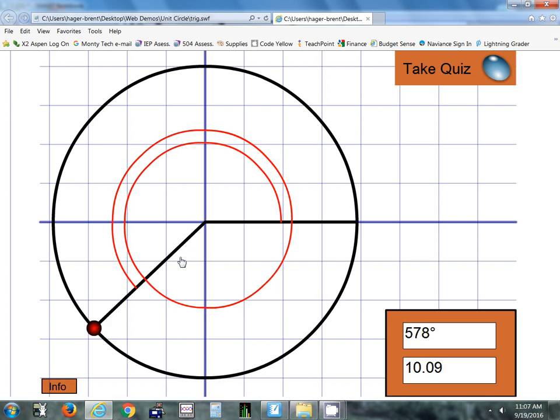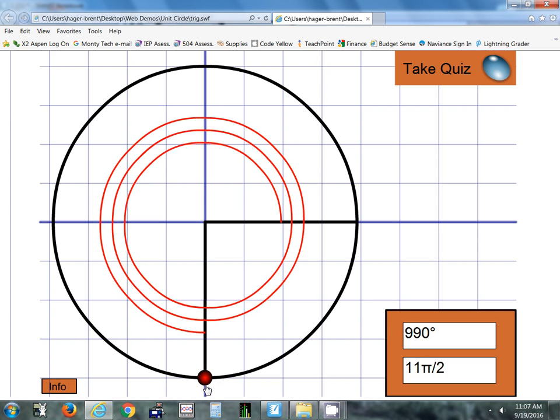What about if I had something like this? I had the angle 990. Visually, you all can see where it is, but let's just say on paper, I gave you 990. Any thoughts on how you could make this smaller, something more manageable to work with? What do you think you could subtract from it?